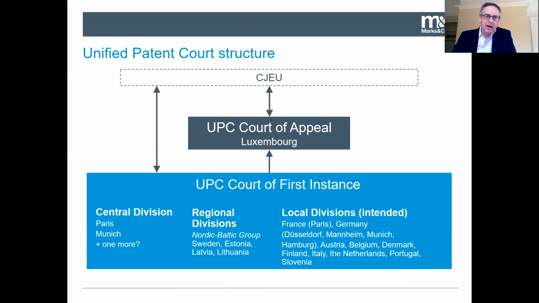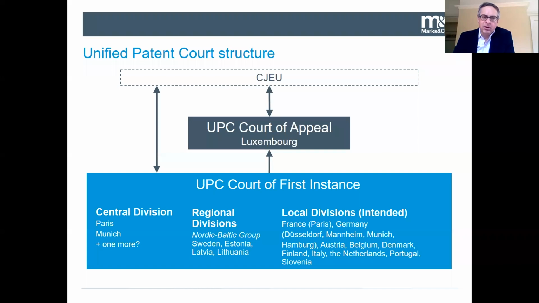What we can see when we look at the bottom is that the Court of First Instance is made up of many different divisions. There's the central division, the regional division, and local divisions. The situation there is that any participating country in the UPC is entitled to have its own local division or divisions. Germany is planning to have 4. It's also possible for a number of participating countries to club together and have a regional division, which is essentially just the same as a local division, but covers more than one country.